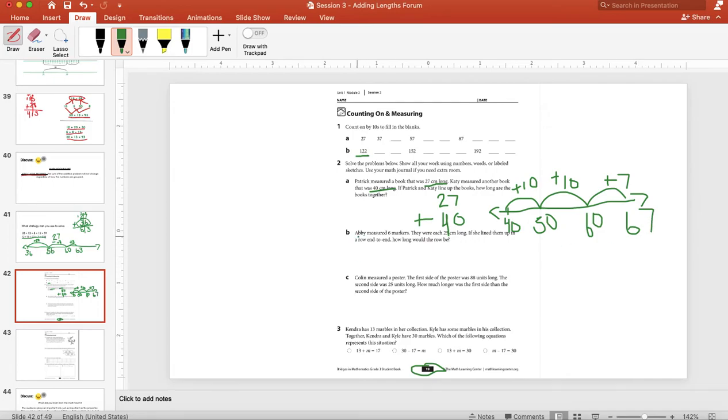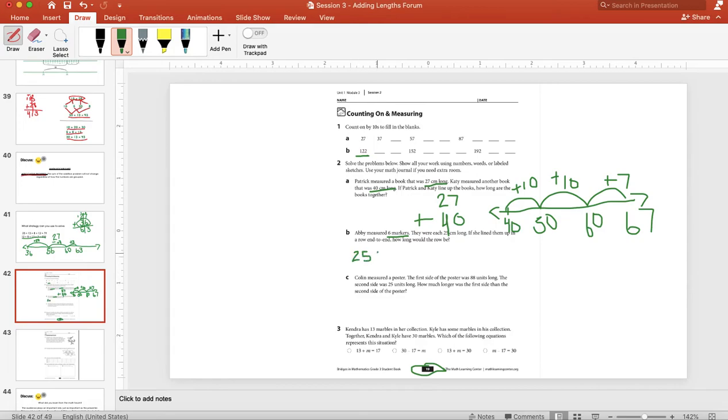Okay, letter B says Abby measured 6 markers. They were 25 centimeters long. If she lined them each in a row, end to end, how long would the row be? So this one's a little bit tricky because we have 6 markers and each of them were 25 centimeters long each. So that means I have to add 25 6 times.